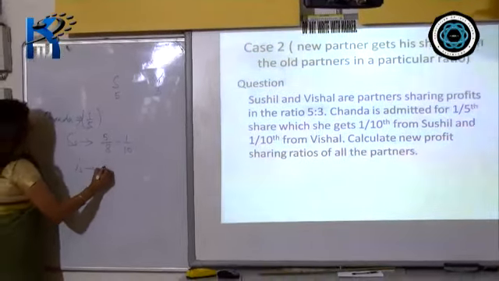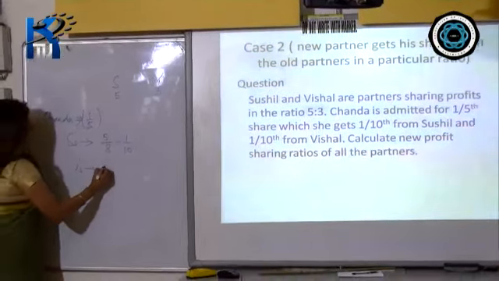Let's move ahead with the third topic. Now in this case, the new partner gets his share by surrender of a particular fraction of their shares by the old partners. Now here we'll have to take up one extra step, because the ratio has not been given to you directly. They say some portion of the old partner's share is given to the new partner.